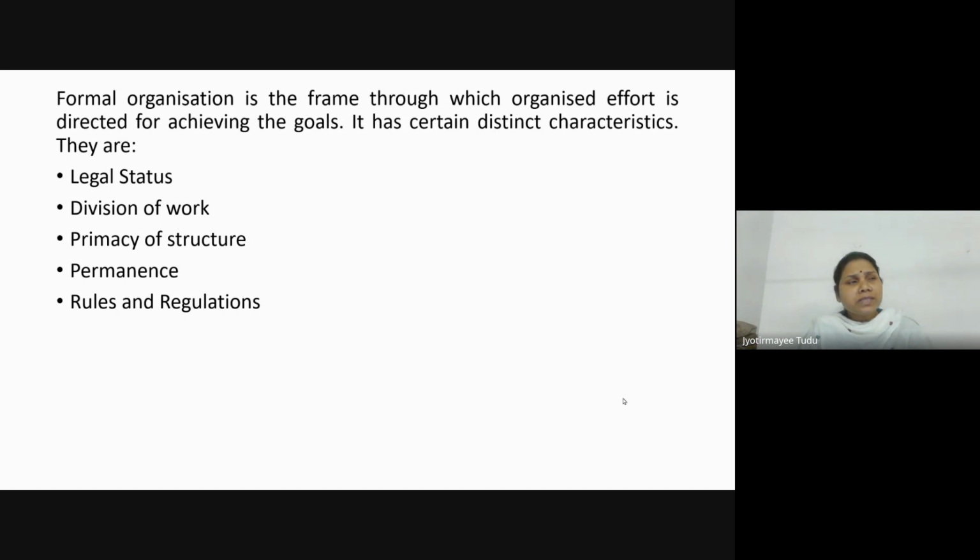Okay, so besides the rules and regulations, there would be a chaotic condition in the organization, and it may also create conflict among the members, confusion about who is bound to do what.